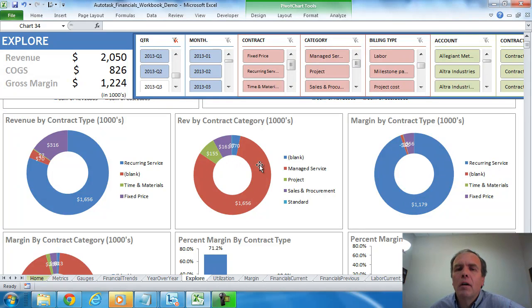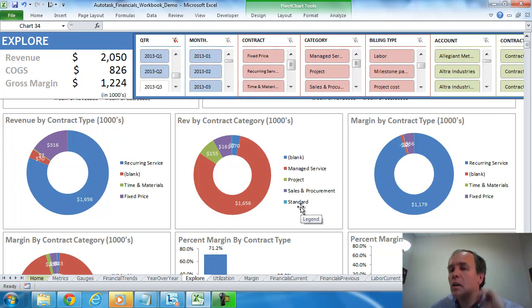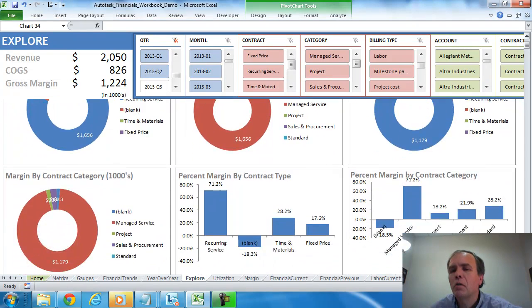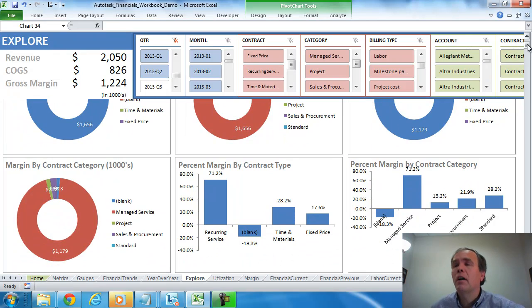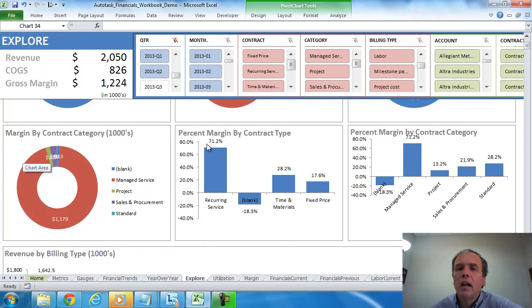I get that revenue by distribution, managed services versus project work versus sales and procurement work, or based on any kind of standard work that I wind up doing. And I can see that information based on the contract categories that you define yourself. So you can get as granular as you want in Autotask in terms of those contract categories. I also see my margins, and then I see percent margins.